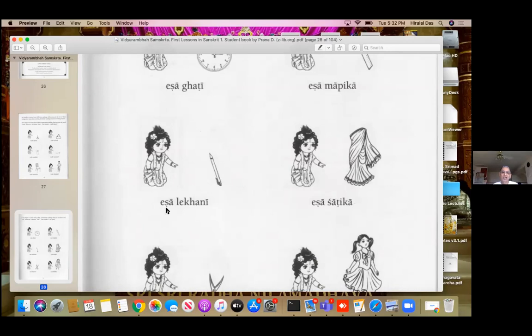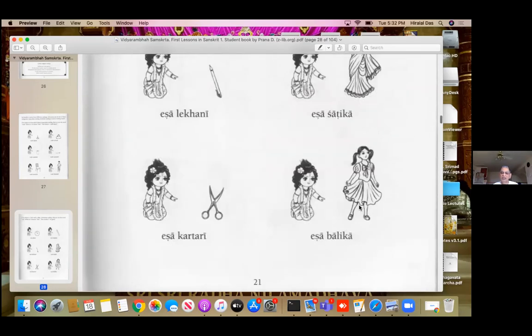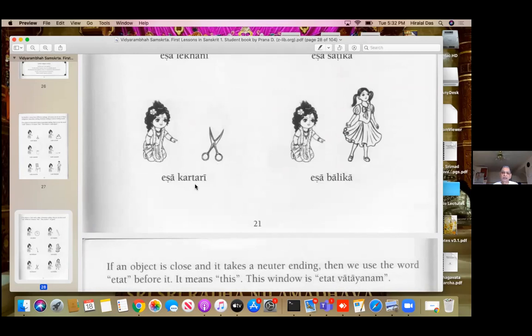Okay. Esa lekhani asti. This is a pen. Esa satika asti. This is a sari. Okay. Similarly, esa kartari asti. This is scissors. Esa balika asti. This is a girl.